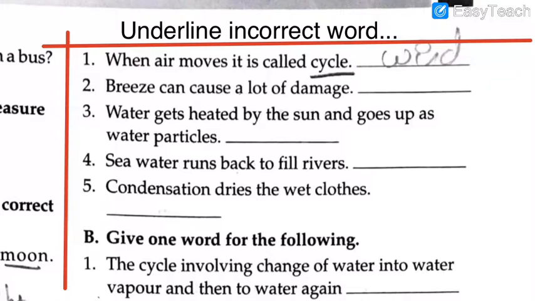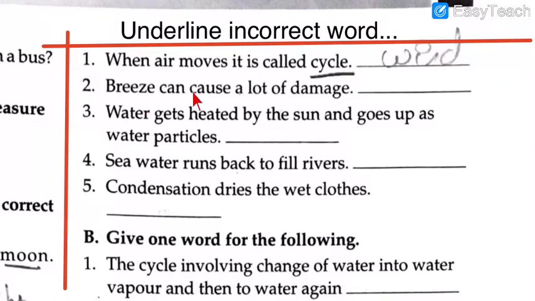So first of all, you have to read the sentence. Breeze can cause a lot of damage. So which word is incorrect? Because of which the entire sentence is incorrect. So you have to remove that word and place the correct one. For that you have completely 10 seconds. Your time starts now. 1, 2, 3, 4, 5, 6, 7, 8, 9, 10.